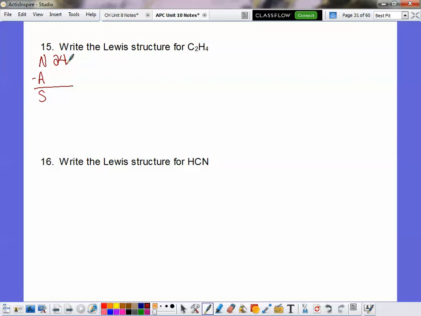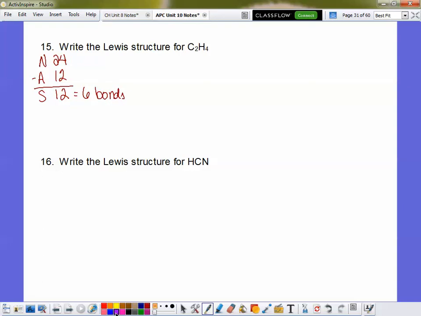Available, each carbon has 4, so that's a total of 8 from the carbons. And each hydrogen has 1, so that's a total of 4 from the hydrogens. 8 and 4 is 12. And then 24 minus 12 is 12.